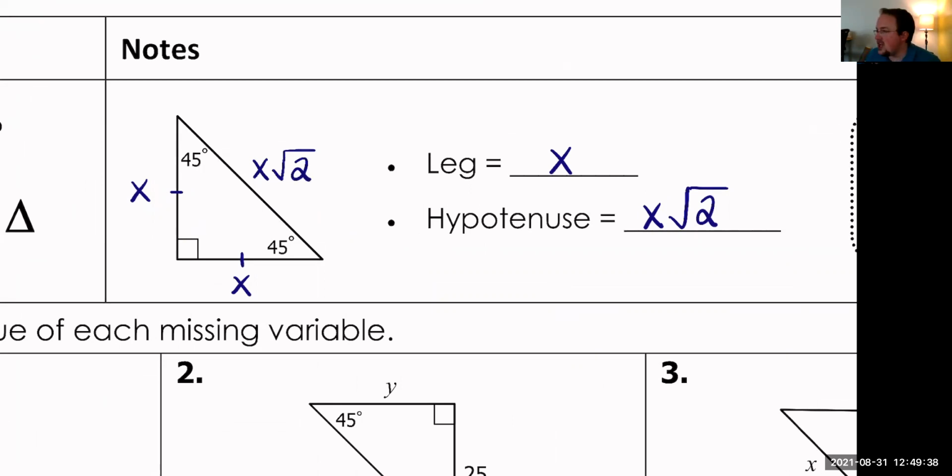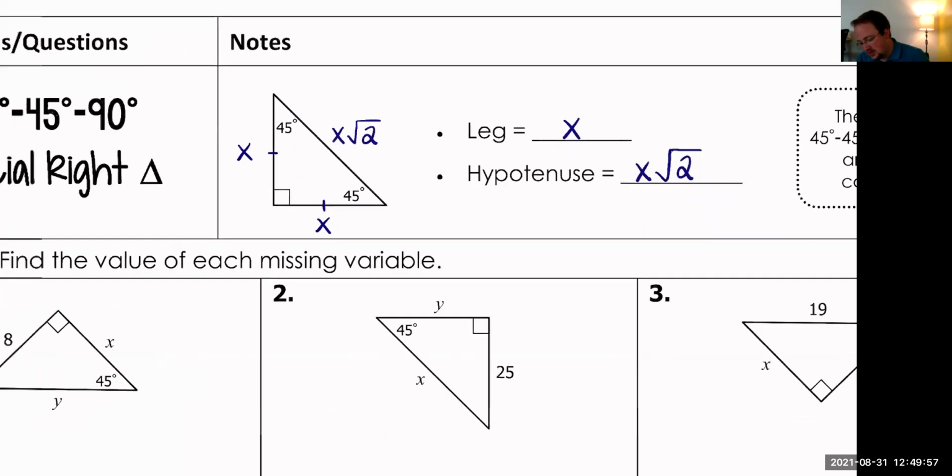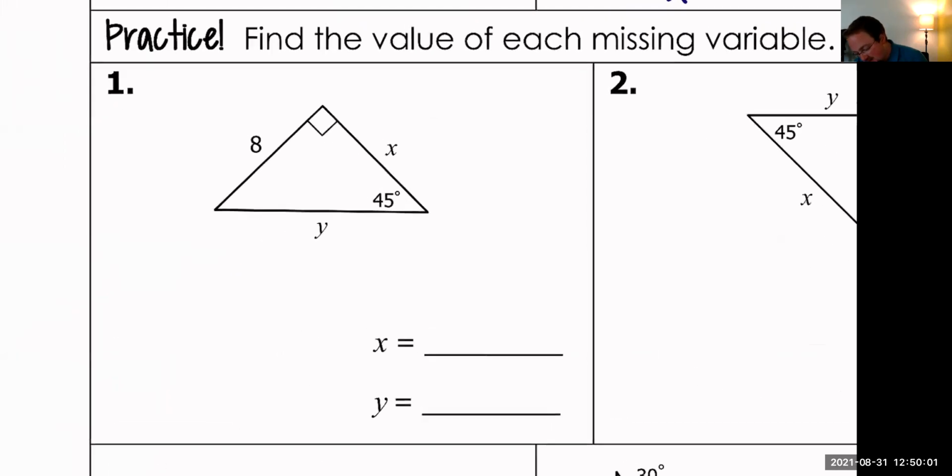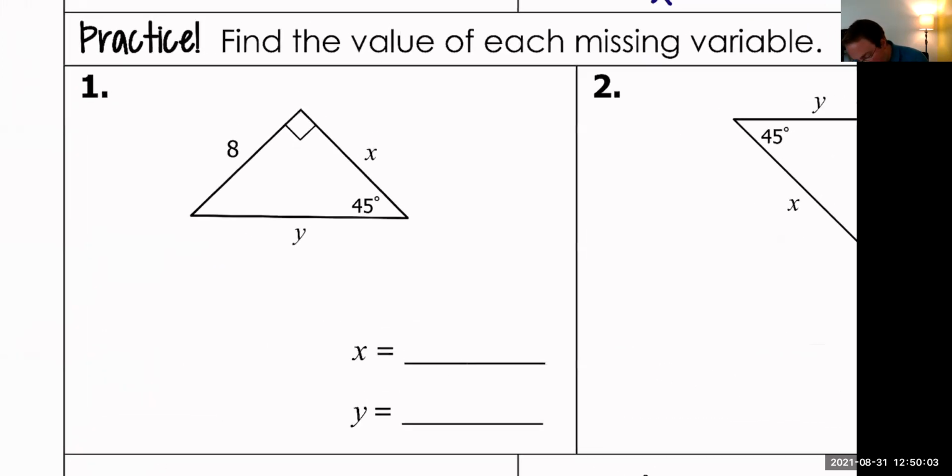Now, this is a little bit challenging when you just look at it for face value. And I will say we're going to be shooting for exact measurements here. So hopefully your Algebra 2 skills aren't too rusty in simplifying expressions that have radicals in them. We're going to practice those today too. But let's just see what happens. So it's asking us to find the value of each missing variable.